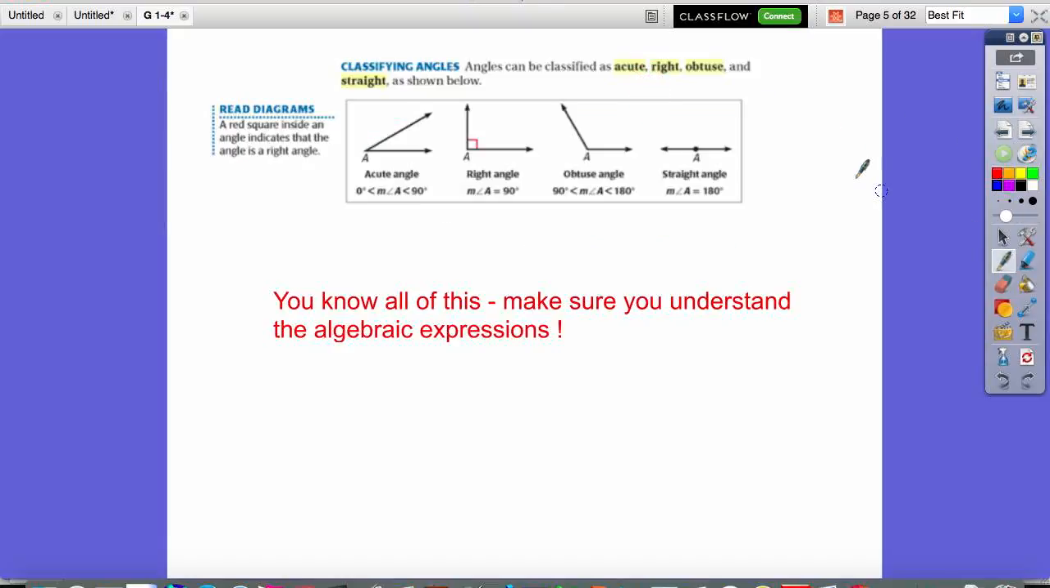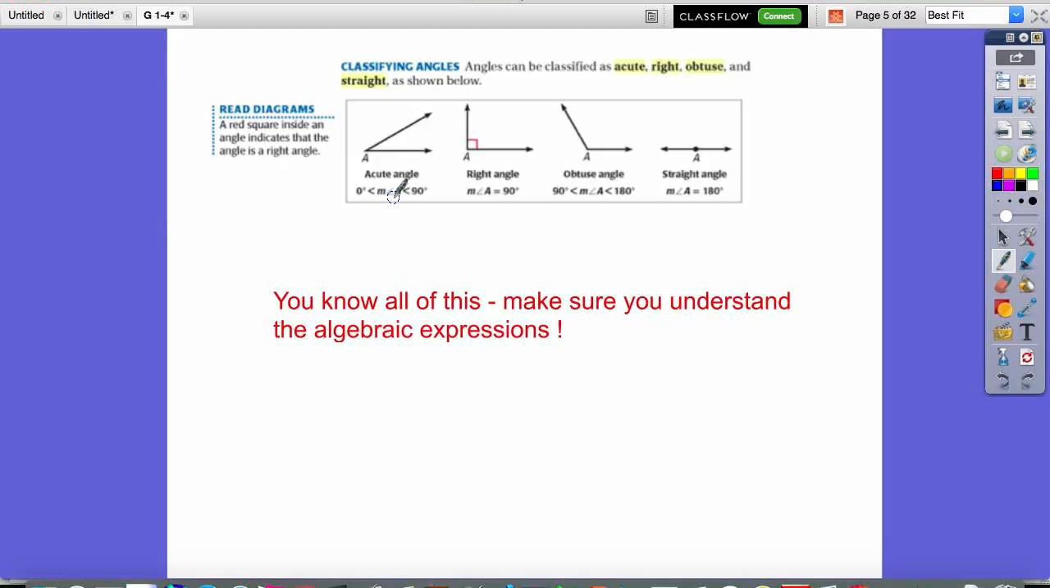You are expected to know an acute angle is less than 90, a right angle is exactly 90, and obtuse is greater than 90 and less than 180. And a straight angle would look like a straight line, is 180 degrees. Now, you know all of this. Make sure you understand the algebraic expression.